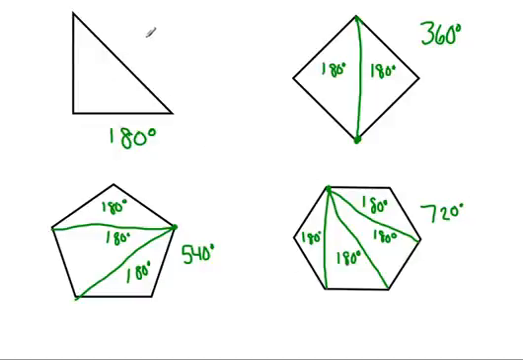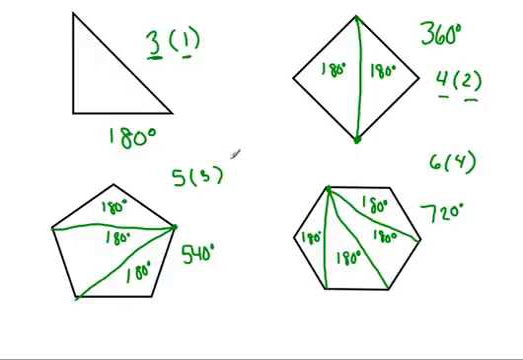So this 3-sided shape basically has 1 triangle. This 4-sided shape has 2 triangles. This 5-sided shape has 3 triangles. And this 6-sided shape has 4 triangles. We try to notice the pattern. We try to use inductive reasoning here, that if we have 3 sides, there's just 1; 4, there's 2; 5, there's 3; 6, there's 4.